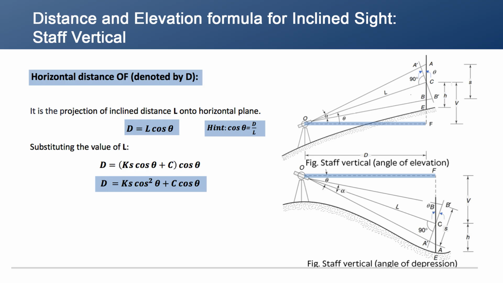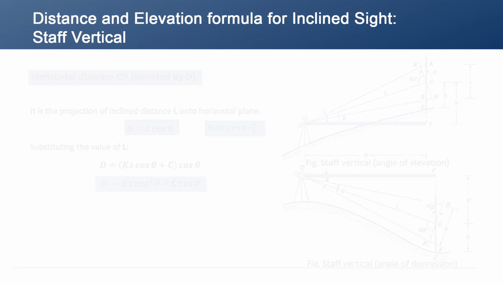Substituting the value of L, we get D is equal to K into S into cos theta plus C into cos theta. And expanding this gives us D is equal to K into S into cos square theta plus C into cos theta. This formula gives the horizontal distance from the instrument to the staff considering the inclination.